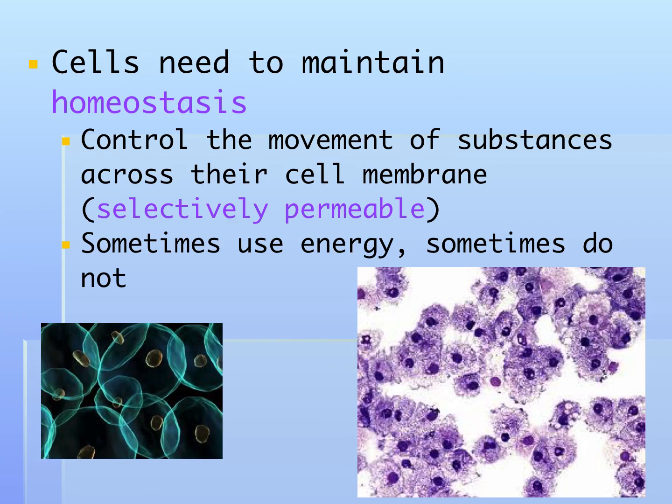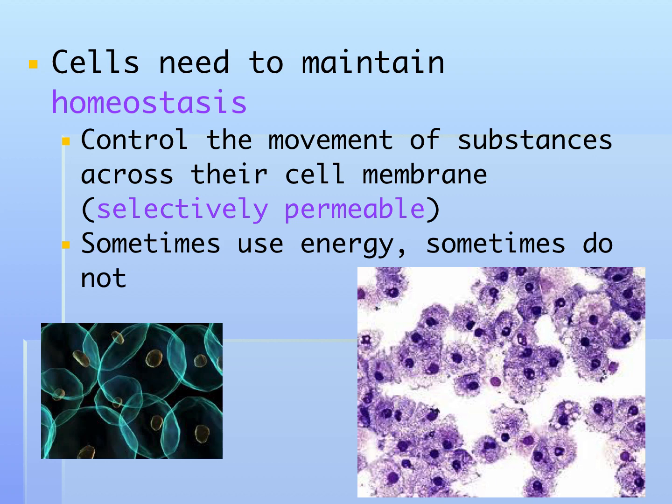Now, just as your body needs to maintain homeostasis, your cells also have to maintain homeostasis. And one of the ways that they do that is that they control the movement of substances across their cell membranes. They are selectively permeable, meaning that some things can easily move in and out of the cell, whereas other things have to work a little bit harder, sometimes using energy.